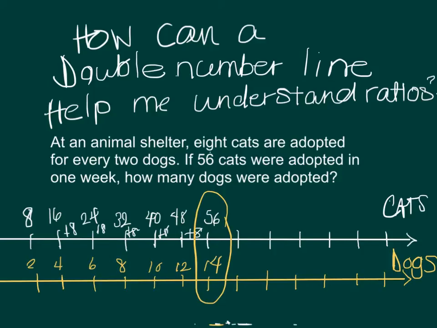So today, some of you are asking me how to use a double number line in order to find the ratios that we're studying. So here's what we have. I made up a question. In an animal shelter, 8 cats are adopted for every 2 dogs, okay?